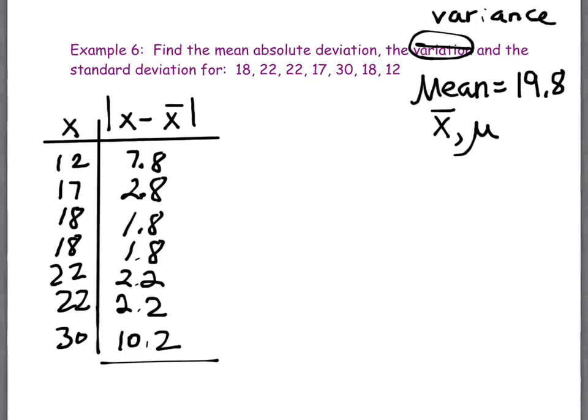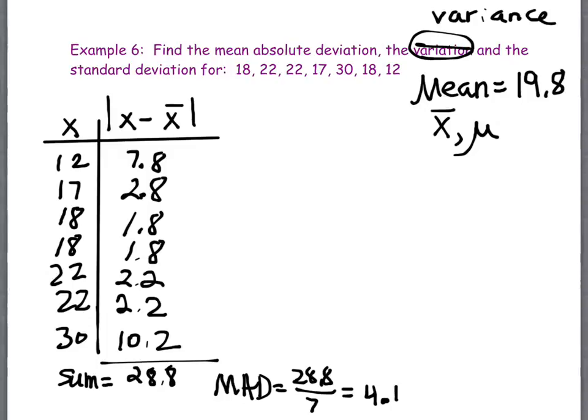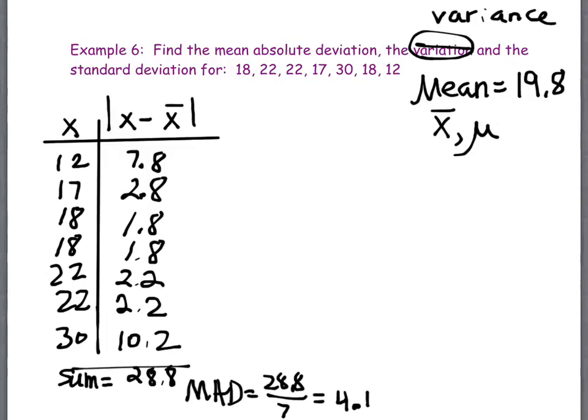All right, so if we add these together, what do we get? 28.8. Okay, and then to find the mean absolute deviation, we take that 28.8 and divide it by 7. So it is 28.8 divided by 7, which is 4.1. So the mean absolute deviation is 4.1.